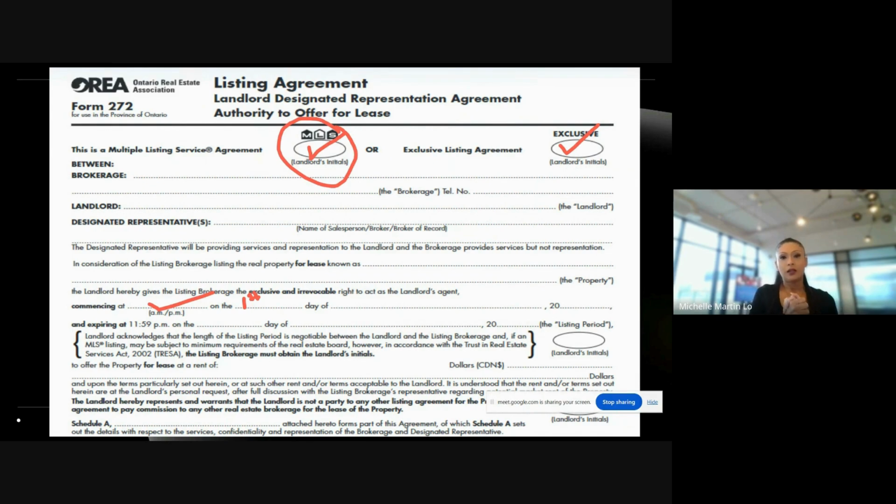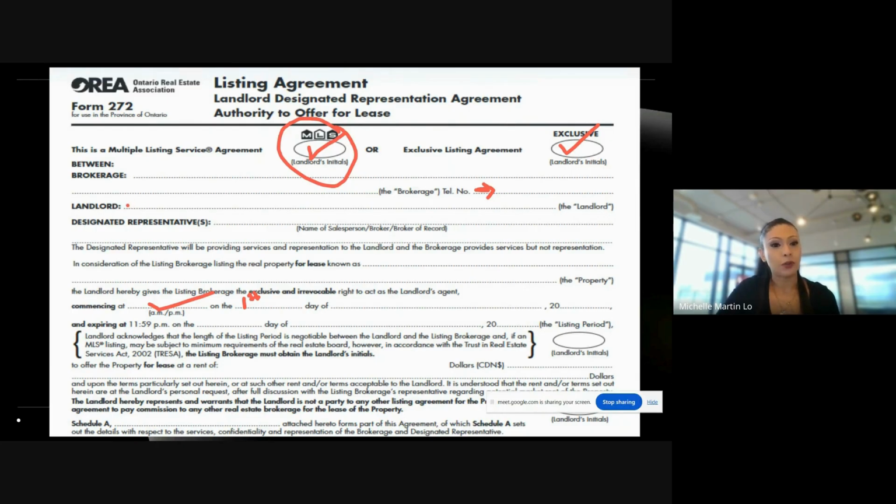Now let's go into the brokerage. The brokerage will be the brokerage name over here. Don't forget to make sure that you put the phone number of the brokerage. It's very important. Sometimes agents do leave this out. This is crucial because they need a point of contact to the brokerage in case there are any questions or concerns.